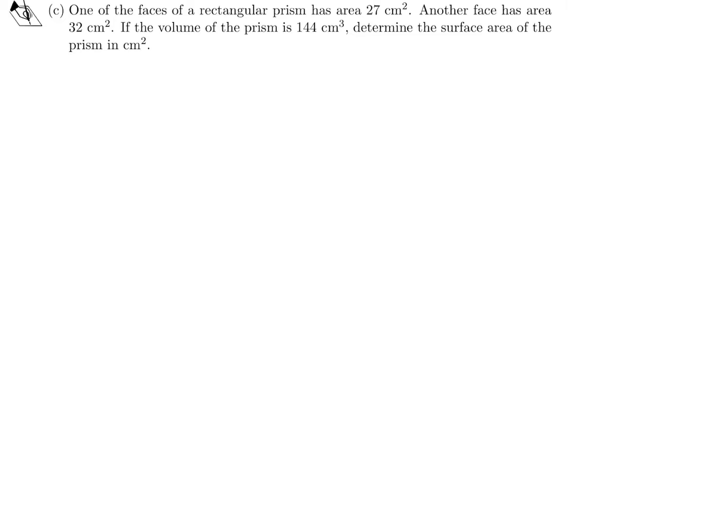One of the faces of a rectangular prism has an area of 27 centimeters squared. Another face has an area of 32 centimeters squared. If the volume of the prism is 144 centimeters cubed, determine the surface area of the prism in centimeters squared. All right, so we've got some prism, and I'll just draw a very rough sketch. Doesn't need to be fancy. I'll label the sides x, y, and z. One face has an area of 32, so I'll say maybe this is 32.